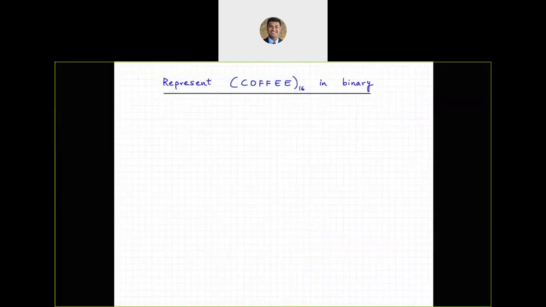Let us represent coffee in binary. In this case, this is a 0, not an O. And as you know, everything else is a hexadecimal digit. So how do you go from base 16 to binary? We expand each hex digit in 4 bits.